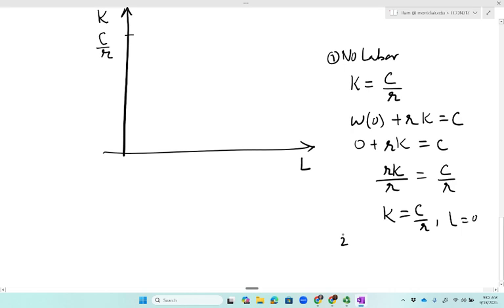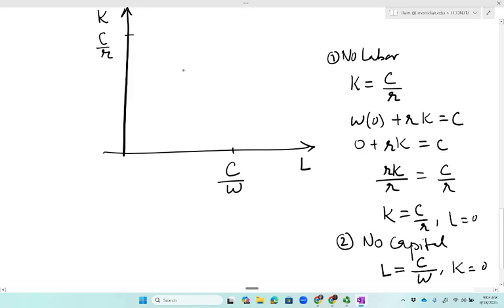Next time I will say no capital, and I would like you to see that in this situation the amount of labor the firm can hire would turn out to be C divided by W. So K is 0 here. We have C divided by W. I can now connect these two points. I know it's a straight line, and that's the isocost line.